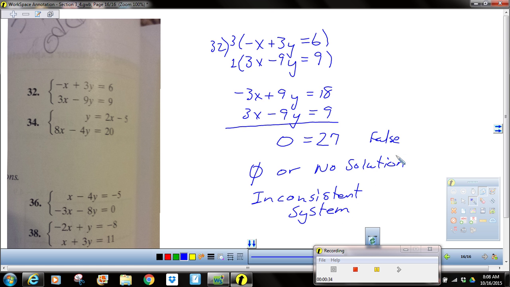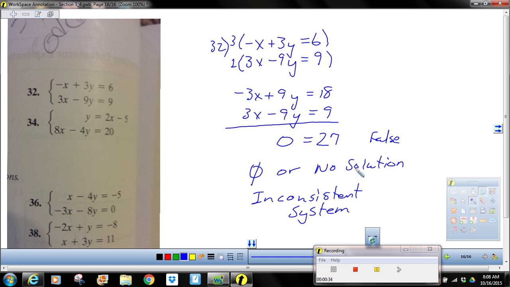And earlier we talked about this when we were doing the graphing. If I was to graph these two equations, they'd be parallel lines. And that's why they're not intersecting, and there's no solution, no x and y that makes both true, because they run on totally separate x and y values. Okay.